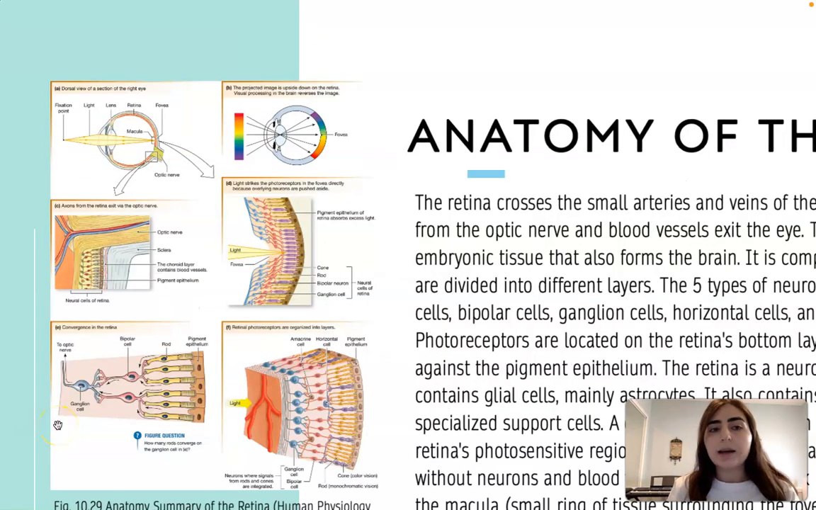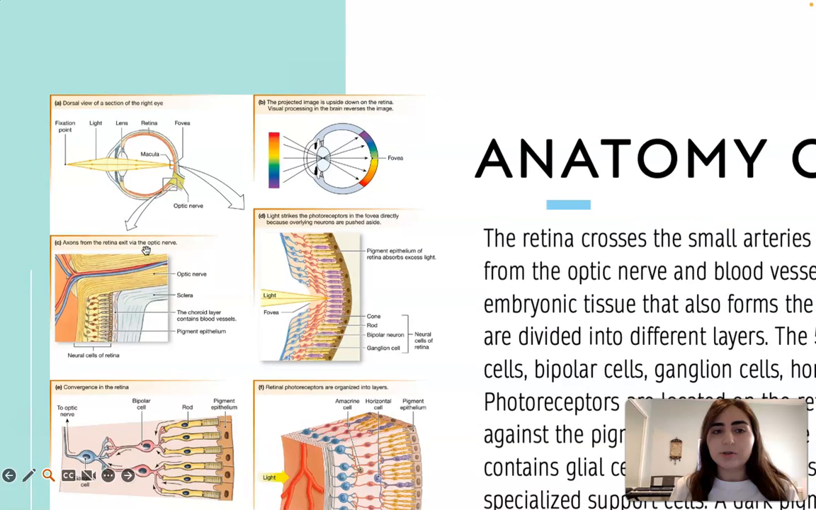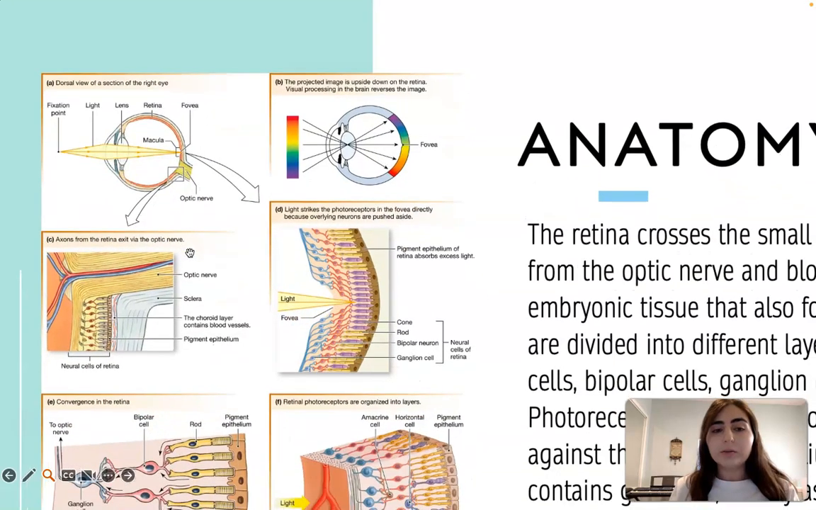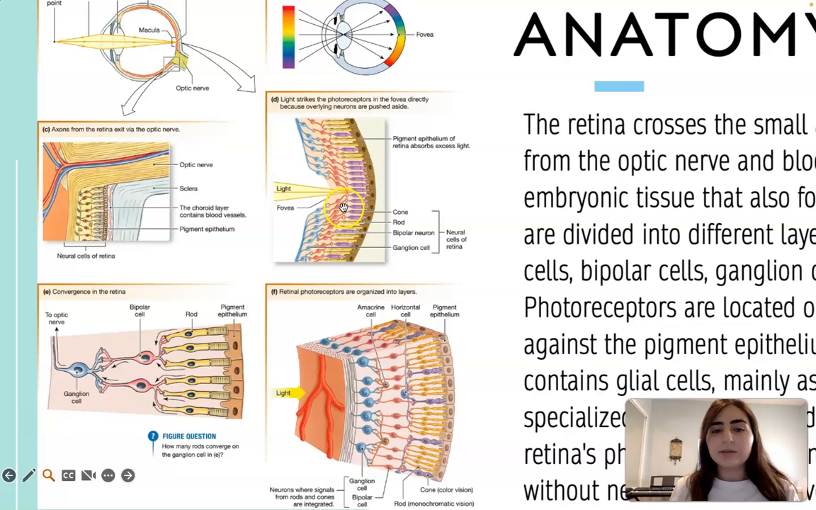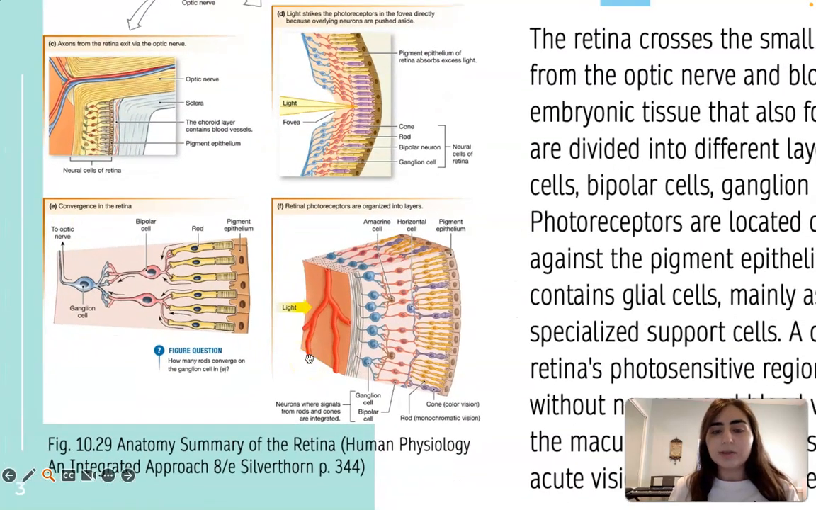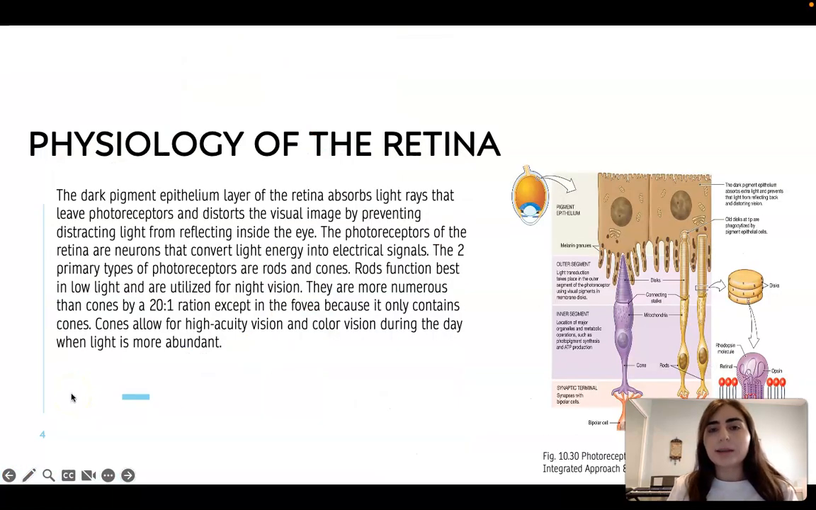On the left here, I've added a diagram from the Silverthorn textbook that goes over the topics I just discussed, but in a visual form. Here we can see the macula and fovea in an overview. Then we could see more in depth. And then in this third image, we could see the 5 types of neurons that I discussed that make up the retina.